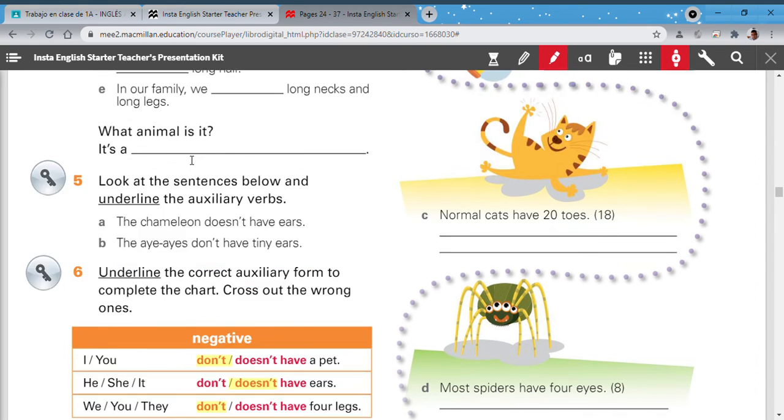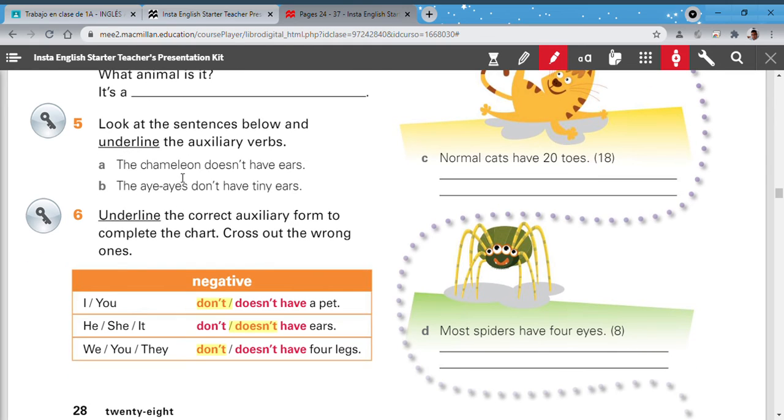Now, for example, here it says look at the sentences below, and underline the auxiliary verbs. The auxiliary is here and here. The chameleon doesn't have ears. The eyes don't have tiny ears. Also here it says underline the correct auxiliary form. And we told you before: I don't have pets. You don't have pets.